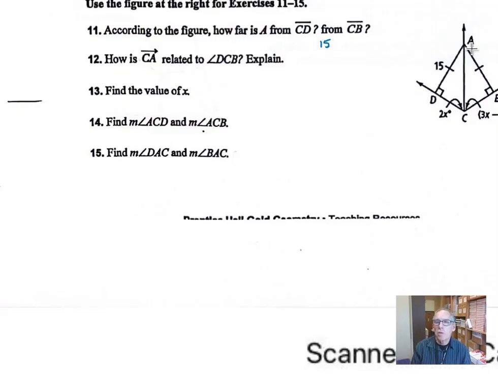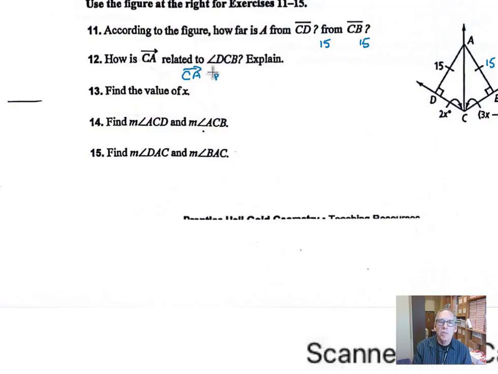How far is it from CB? It's also 15 because of the symmetry. That side's also going to be 15. How is ray CA related to DCB? CA must be an angle bisector.